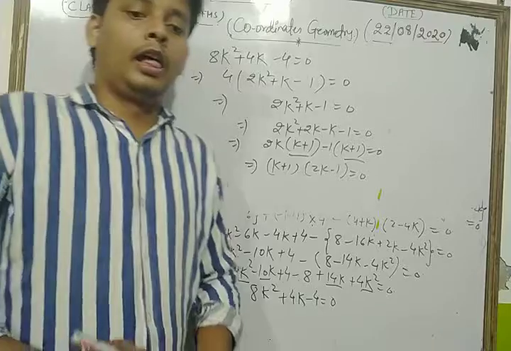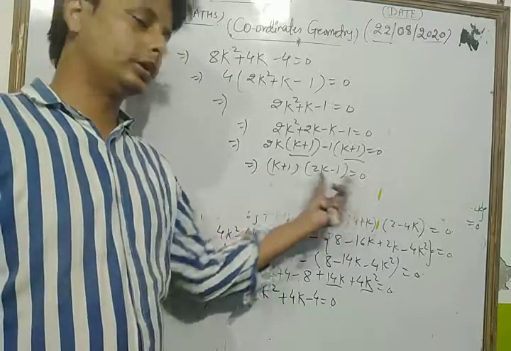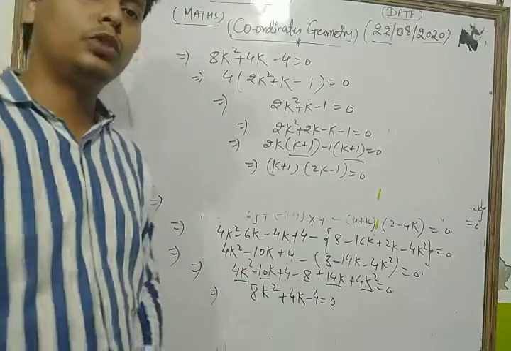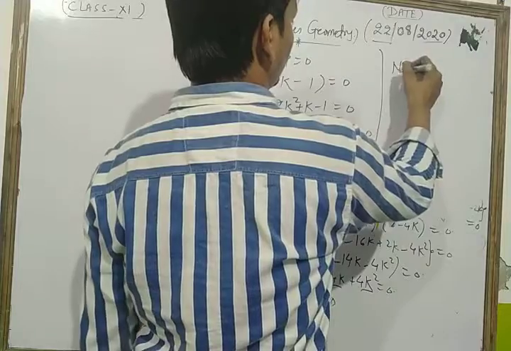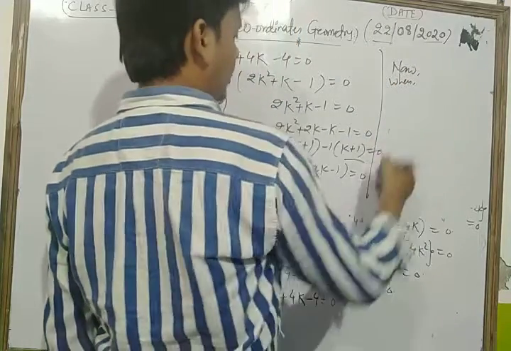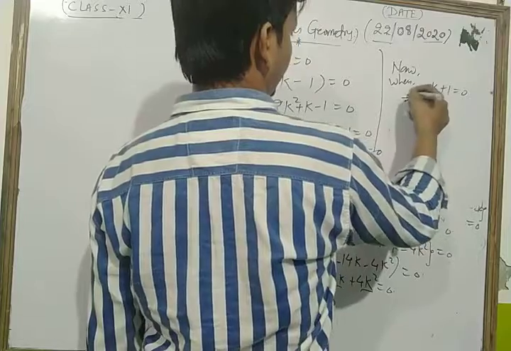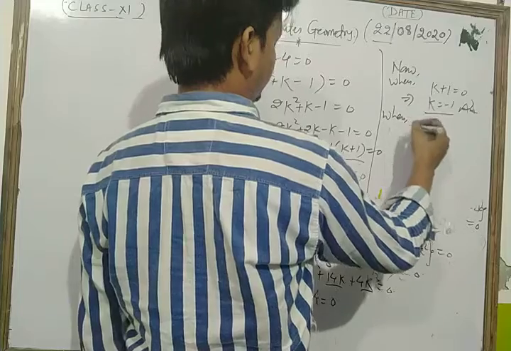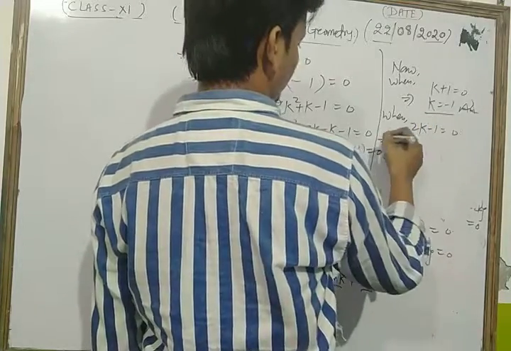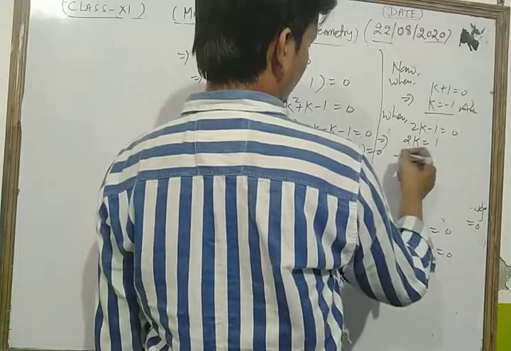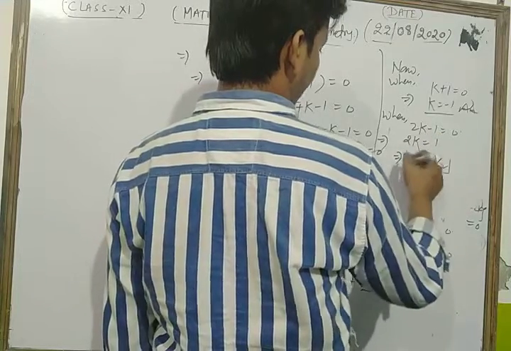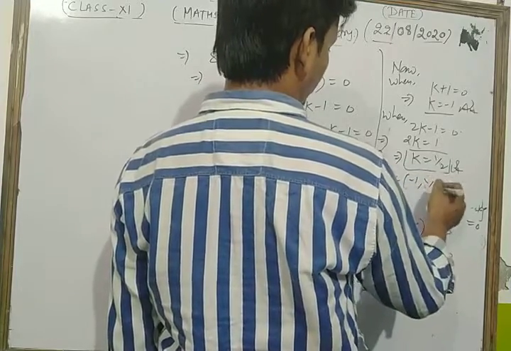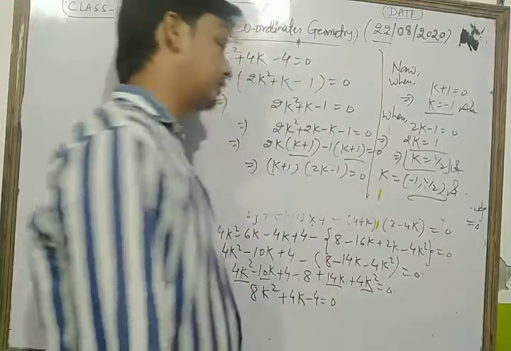When we take k plus 1 is equal to 0, then we get k is equal to minus 1. When we take 2k minus 1 is equal to 0, then we get k is equal to 1 by 2. So let's see, when k plus 1 is equal to 0, then the value of k is minus 1. This is one answer. When 2k minus 1 is equal to 0, then 2k is equal to 1, then the value of k is 1 by 2. This is another answer. So all possible values of k are minus 1 and 1 by 2. This is our final answer.